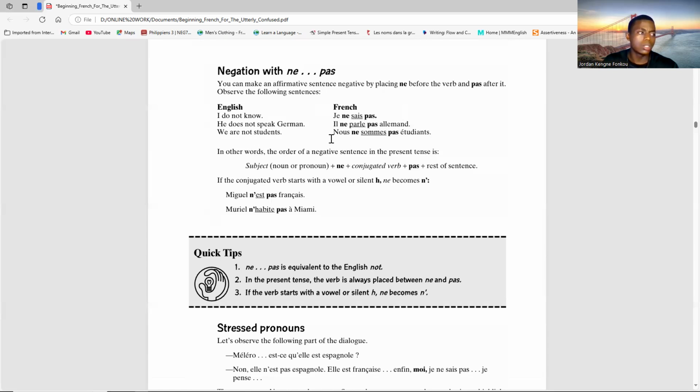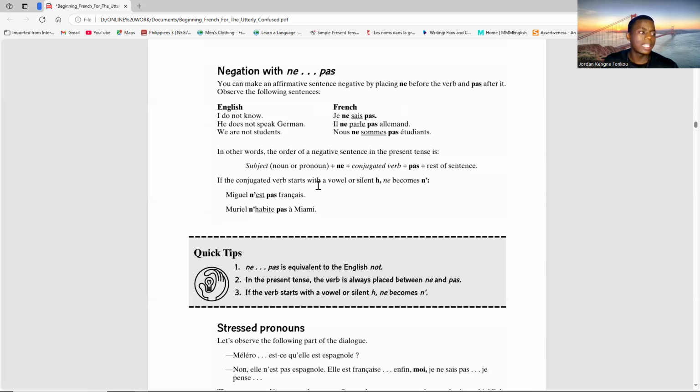We are not students. Nous ne sommes pas étudiants. In other words, the order of the negative sentence in the present tense is subject, which could be the noun or pronoun, plus ne, then the conjugated verb plus pas, then the rest of the sentence. This is very basic. It works for each and every sentence.